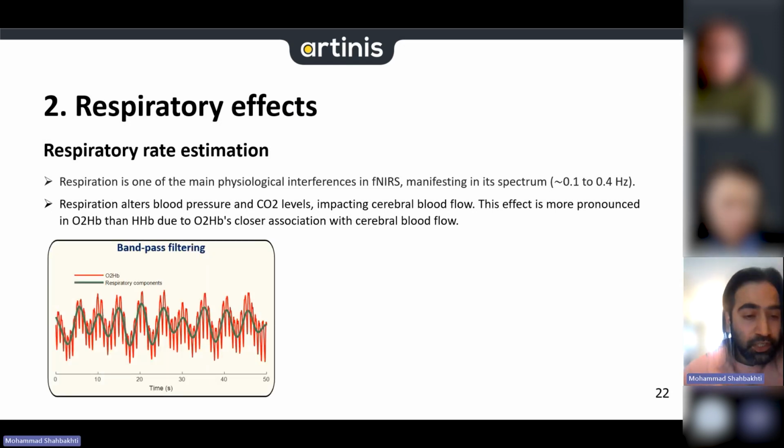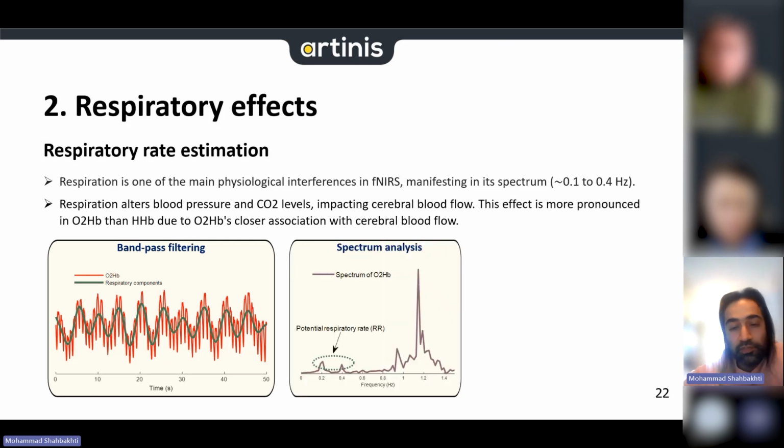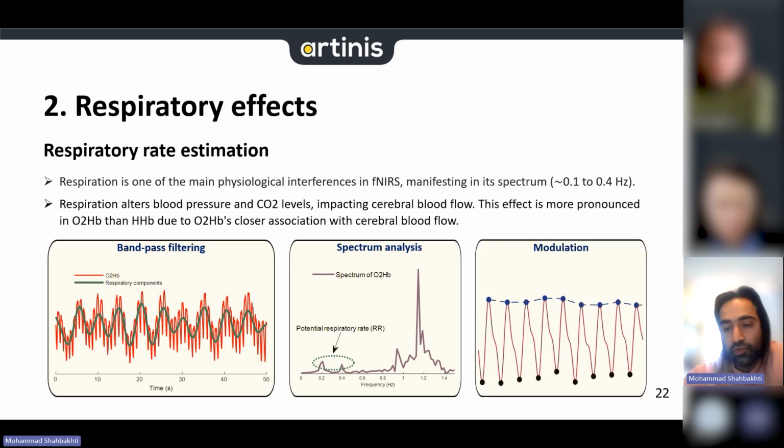The strategies you can use: first, a really simple bandpass filter, for example, from 0.1 to 0.4. The second strategy is to do spectrum analysis, because we already know the range we're looking for, 0.1 to 0.4. The third one is based on doing some modulation. The first method is quite simple, but it's also not really great.